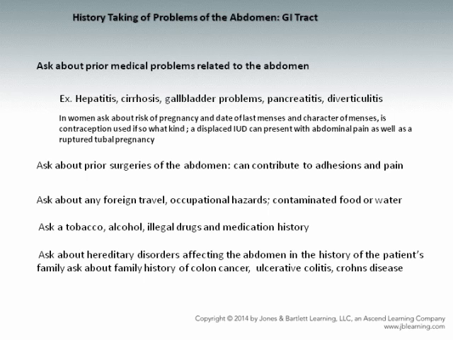Ask about any foreign travel, occupational hazards, contaminated food or water that they may have come in contact with, tobacco, alcohol, illegal drugs, medication history. Ask about hereditary disorders affecting the abdomen in the history of the patient's family. Ask about family history. You want to know about any colon cancer, ulcerative colitis, history of Crohn's disease, anything like that.